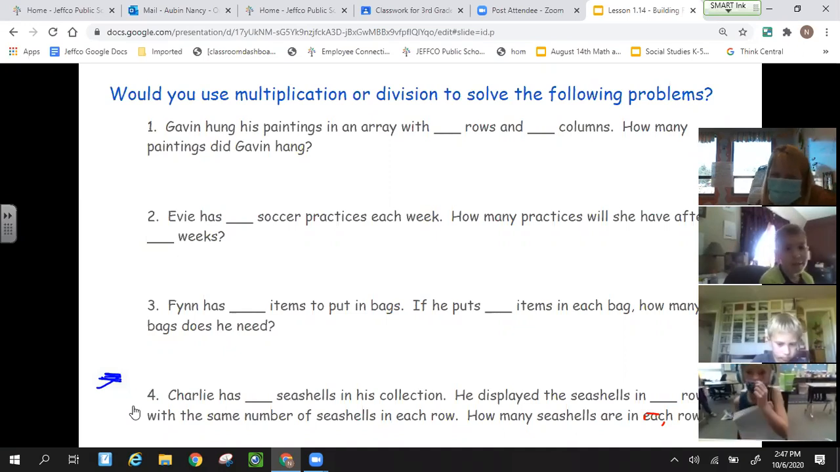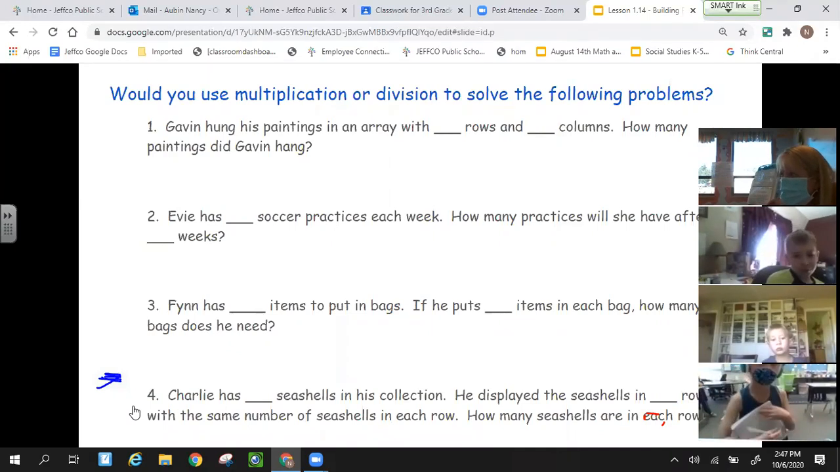Gavin hung his paintings in an array with blank rows and columns. How many paintings did Gavin hang? Are you going to multiply for this one or divide? Usually I only tell you, you might have 4 operations to choose from. I'm at least telling you you're going to multiply or divide. Which one do you think you're going to do? Show me. Write it in your math spiral.